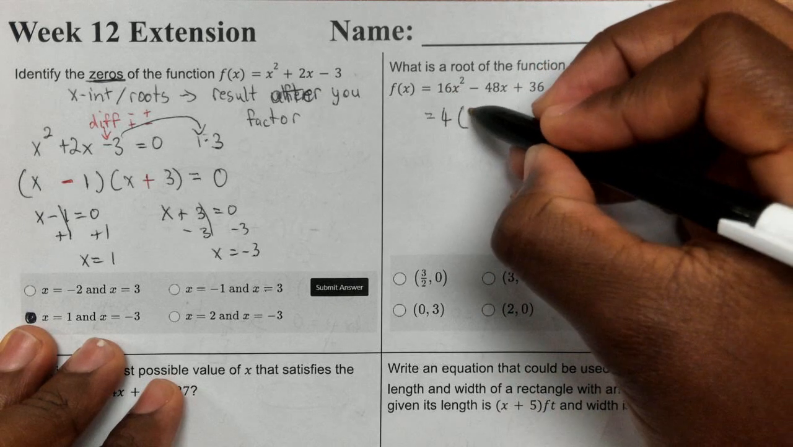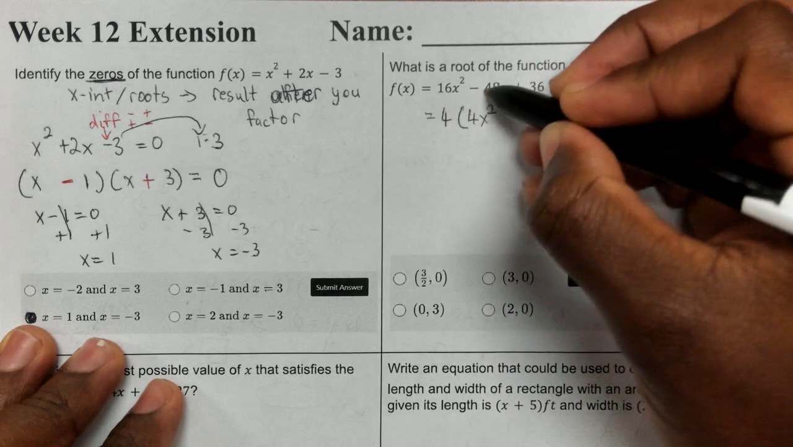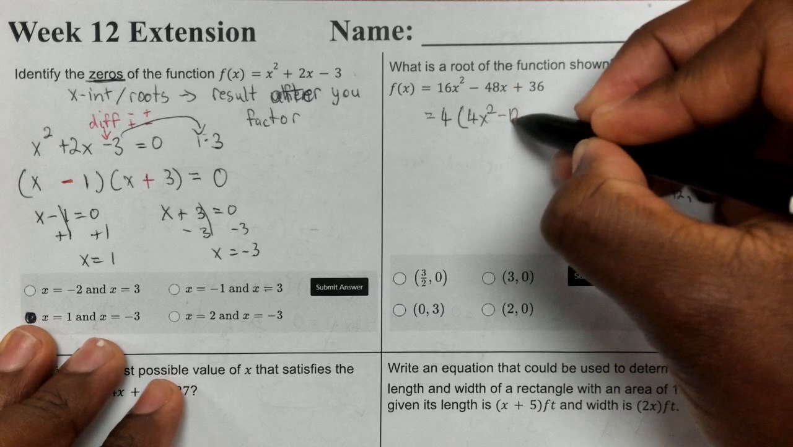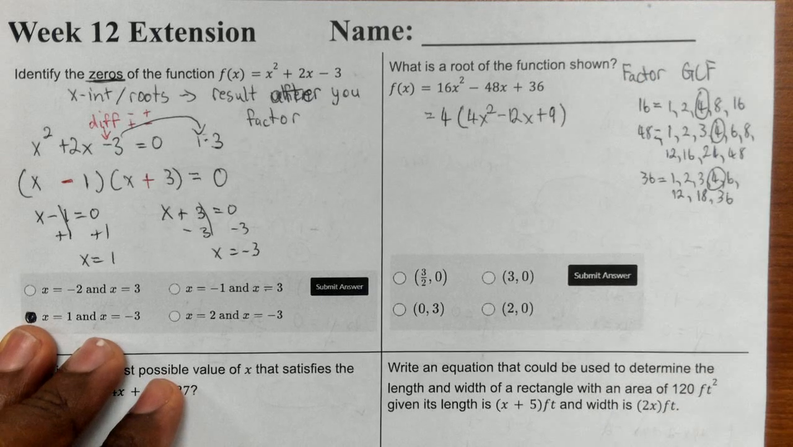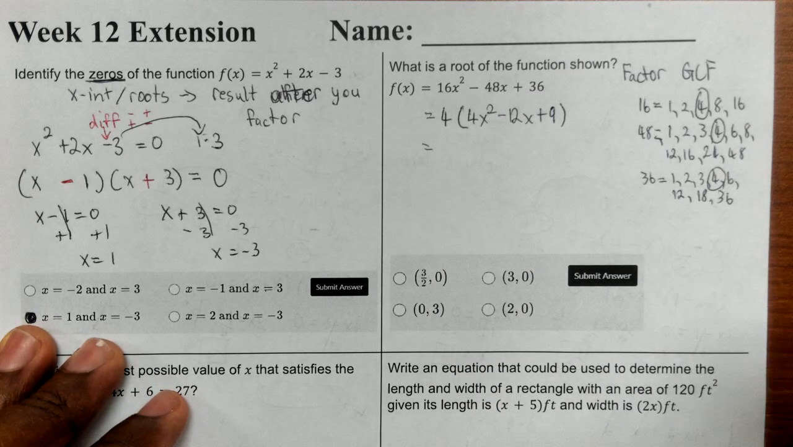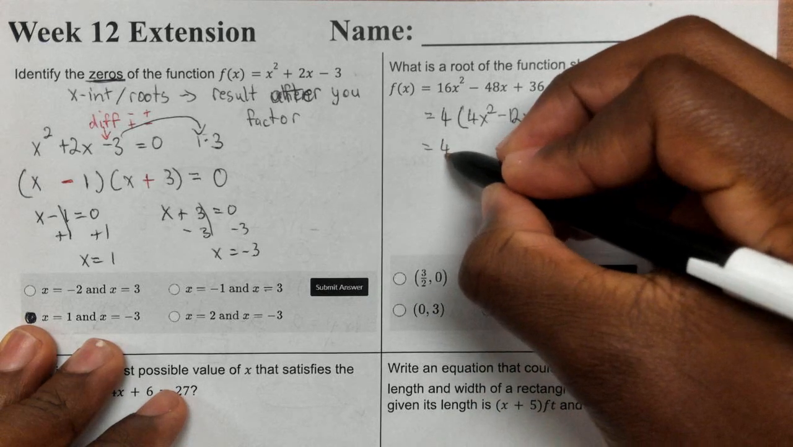Divide this by 4, I get 4x squared. Divide this by 4, I get negative 12x. Divide this by 4, I get 9. Now the numbers are a little bit smaller, which makes it a little easier for me to factor. So I'm going to go ahead and factor.